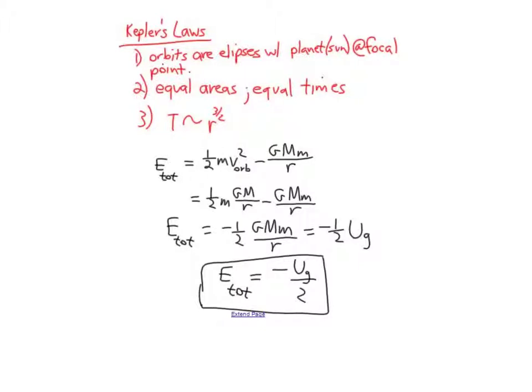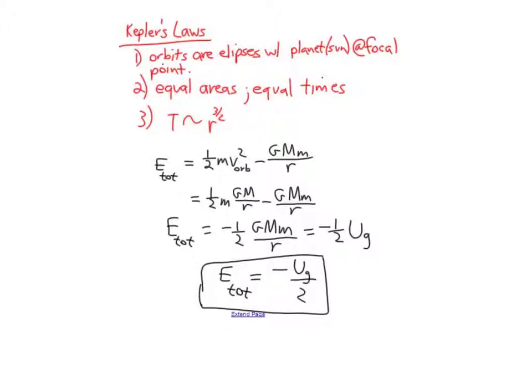The first law, there's no particular order, is that orbits are ellipses with the planet or the sun at one of the focal points. The second law is that the planet in its orbit will sweep out equal area in equal times. And the third, Kepler's law, says that the period goes like the radius or its average orbital distance raised to 3/2.